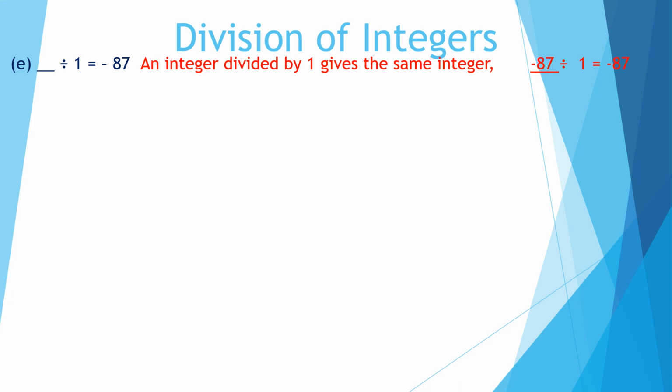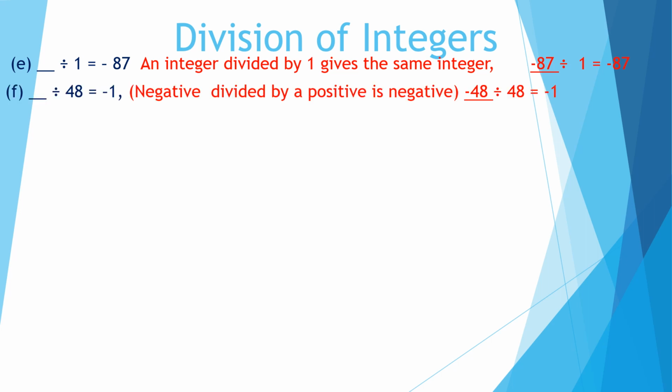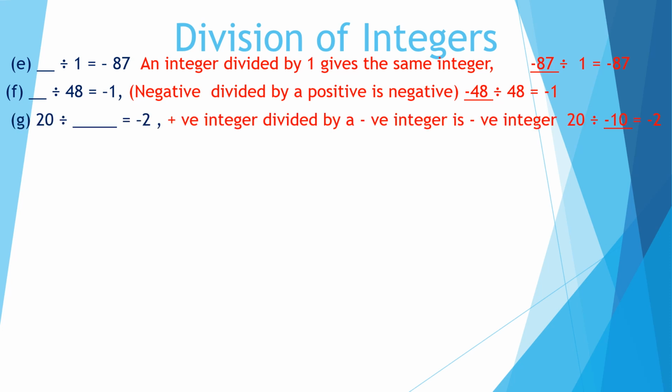What should be divided by 1 to get minus 87? Now minus 87 should be divided by 1 to get minus 87. An integer divided by 1 gives the same integer. What divided by 48 will give negative 1? An opposite integer divided by 48 will give negative 1. So minus 48 will fill in the blank.